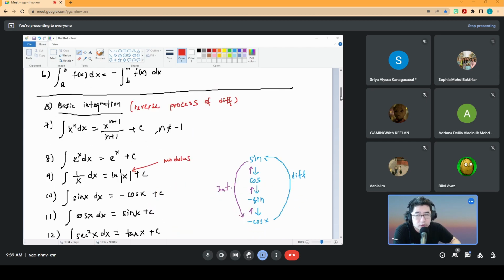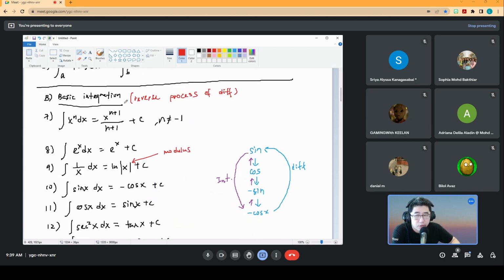Then section B. Section B, basic integration, is exactly the reverse process of differentiation. Number 7 is the power plus 1, over the new power, where n is not equal to negative 1. Okay, number 8, e^x goes back to e^x. Number 9, 1 over x goes to ln x. As you can see, all you need to do is just remember the differentiation part. You can always go backwards.